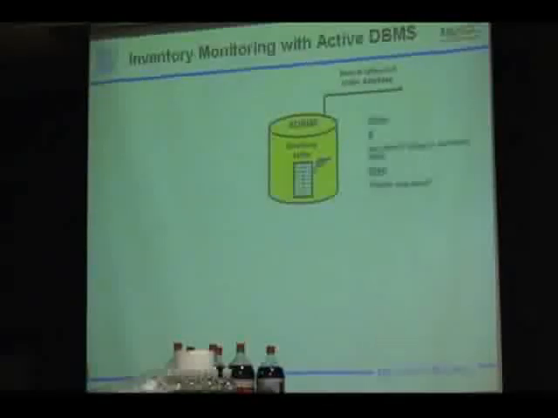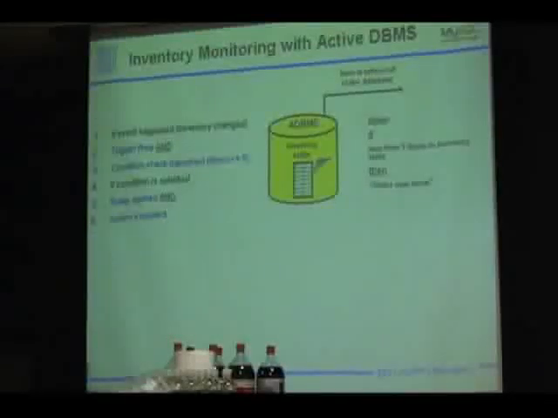The rules are the same, and here is the algorithm. If an event happens, meaning inventory changed, the trigger fires, and a condition check happens, checking if the count is less than 5. If the condition is satisfied, the rule is applied and the action executed. It means new items are ordered. Let's see how it works.